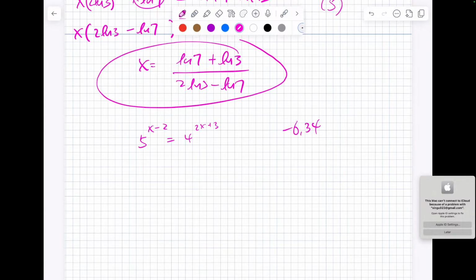Natural log. Now we can distribute back. Right.